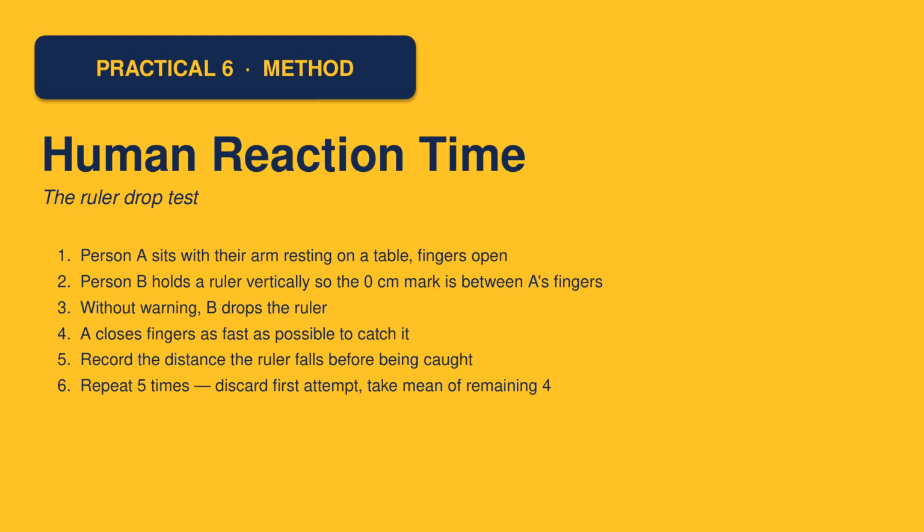Reaction time. The ruler drop test. One person holds a ruler vertically between another person's fingers, drops it without warning, and they catch it. The distance dropped converts to reaction time via a table. Independent variable might be caffeine, tiredness, or distraction. Repeat 5 times, discard the first, and take a mean. Watch out for the practice effect. Reactions improve with repetition, so always warm up first.